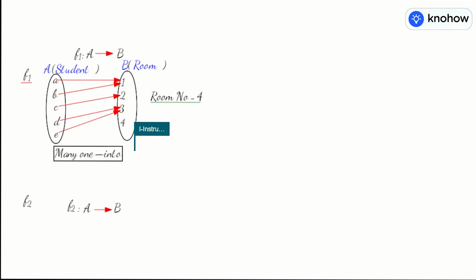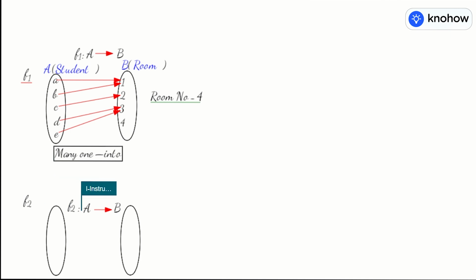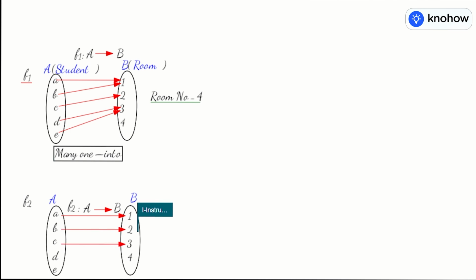Let's see what the situation is in F2. You know already A denotes the set of students, B denotes the hostel room numbers, and in hostel 2, A, B, C, D are the students. Room numbers 1, 2, 3, 4 are there. A lives in room number 1, B lives in room number 2, C is allotted room number 3, D and E both share room number 4.